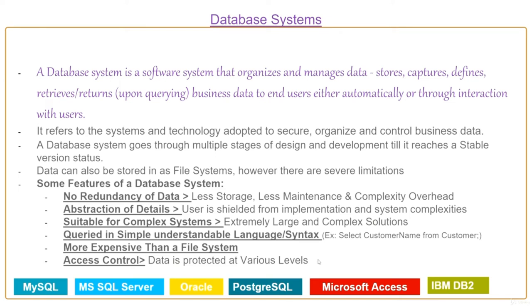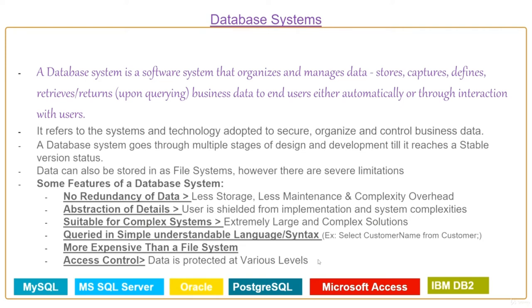Now the second thing is abstraction of details. What this means is that the end user who is going to be using your system doesn't really need to bother about the nitty-gritties of how the data is stored in your database. He doesn't care about how you're partitioning the data or how you're indexing it. As an end user, all he cares about is that if he asks the right questions in the specified format, he should get the right results. So that's abstraction of details from the end users.